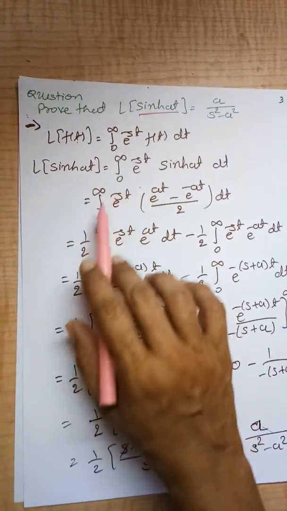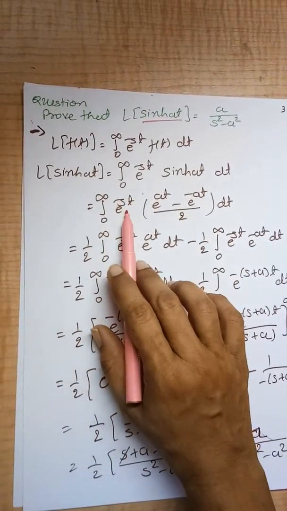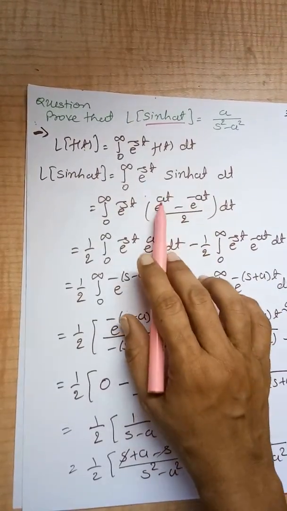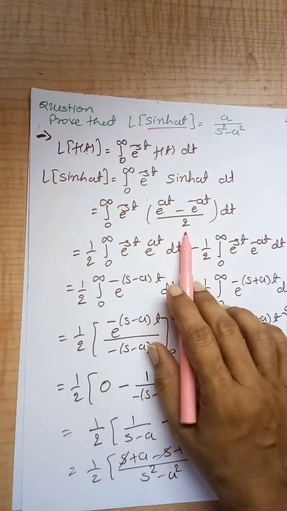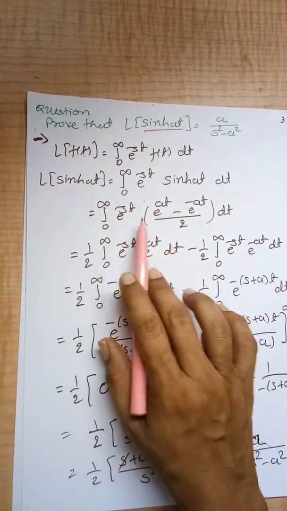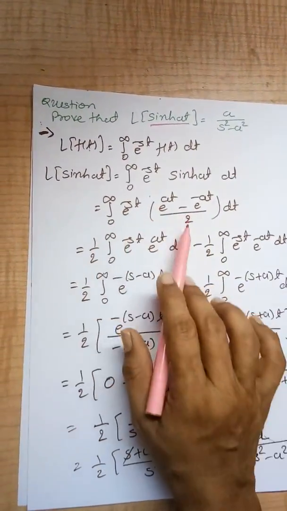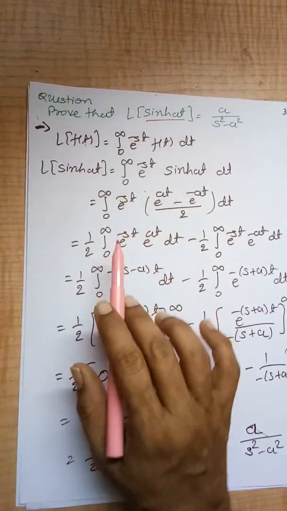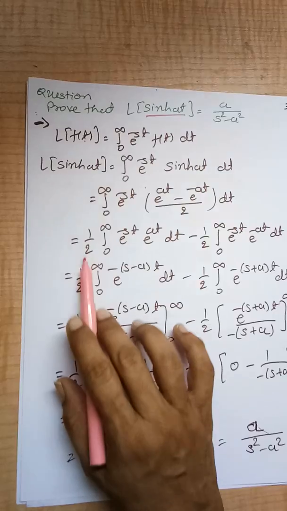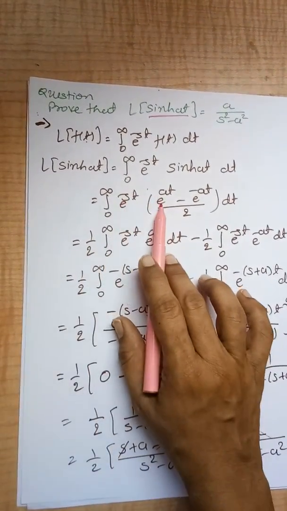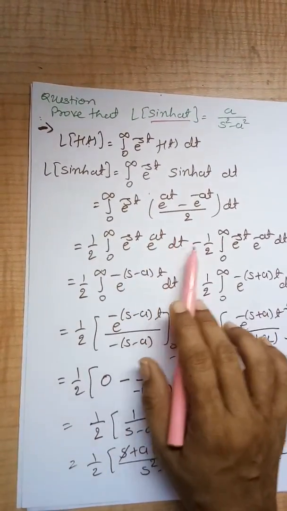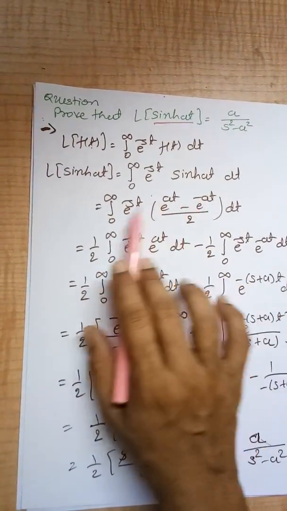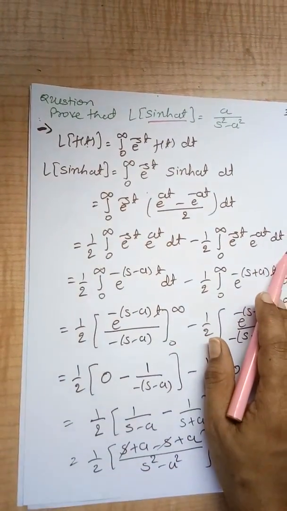Dear students, integration 0 to infinity and e raised to minus st, keep it same, but the formula of sin hyperbolic at is e raised to at minus e raised to minus at by 2, dt. If we split this bracket, we can write 1/2. Here 2 is constant, so we take this 1/2 outside the integral. So 1/2 integration 0 to infinity e raised to minus st into e raised to at dt minus same 1/2 integration 0 to infinity e raised to minus st e raised to minus at dt.